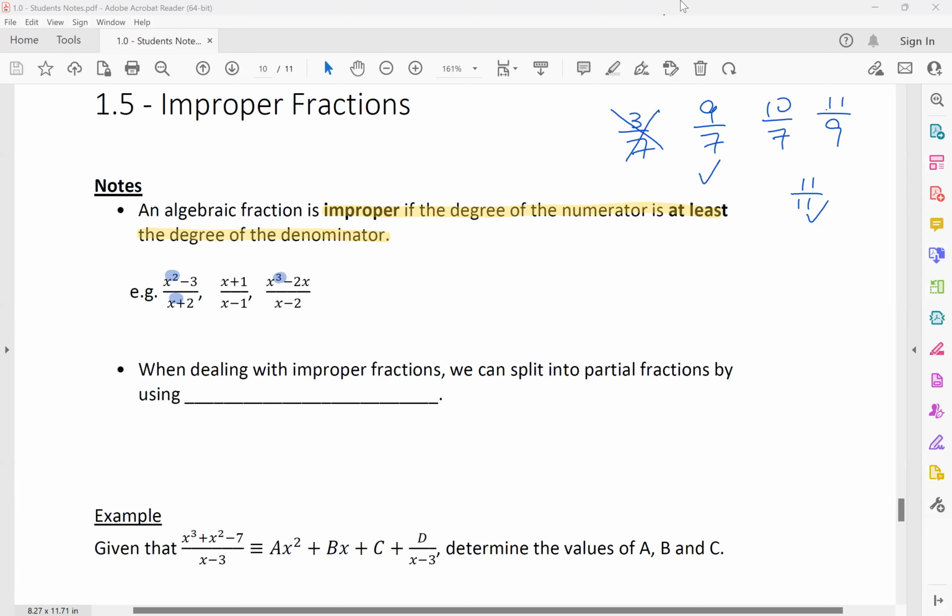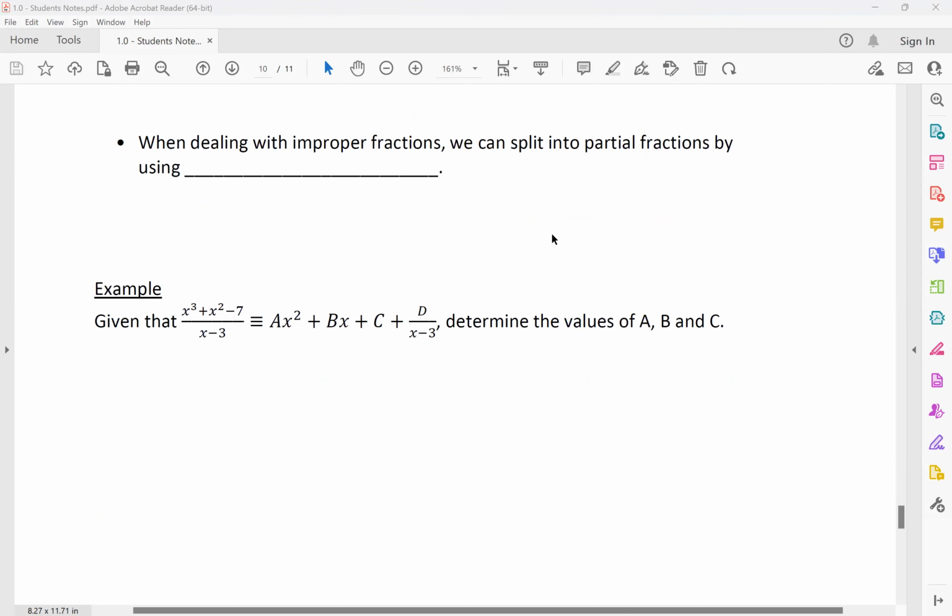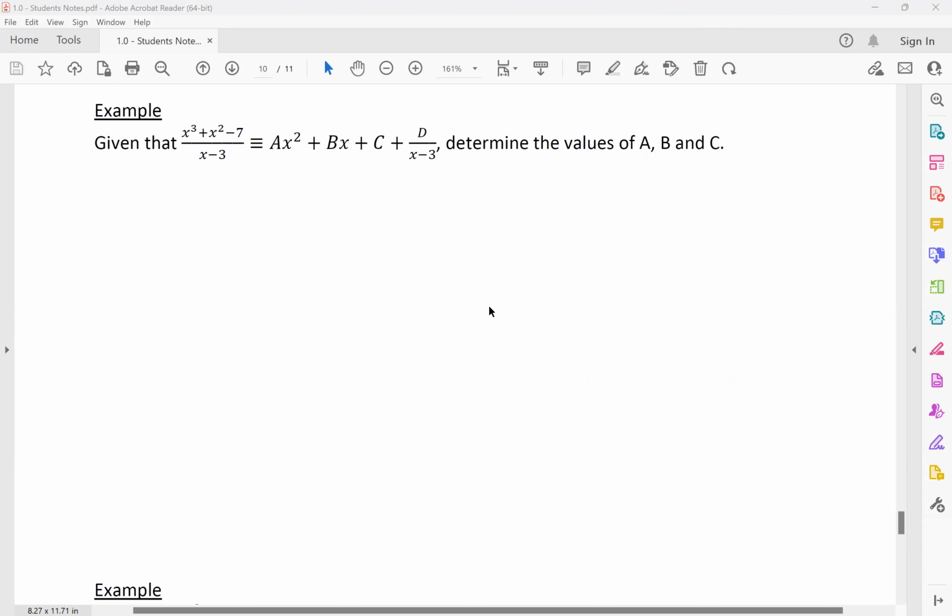Carry on. When dealing with improper fractions, we can split into partial fractions by using algebraic division. Example below. Let me clear this space. Given that (x cubed plus x squared minus 7) over (x minus 3) is equivalent to this. Now, take the hint. This is an improper fraction. So when you see an improper fraction, you should be doing algebraic division. The other hint is if you see this format, then that's also algebraic division.